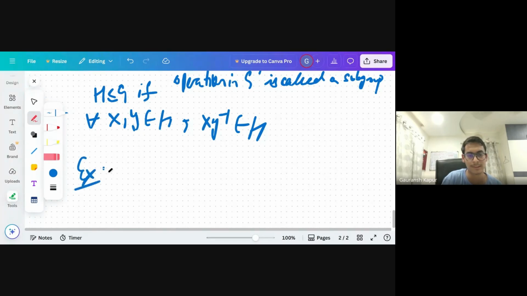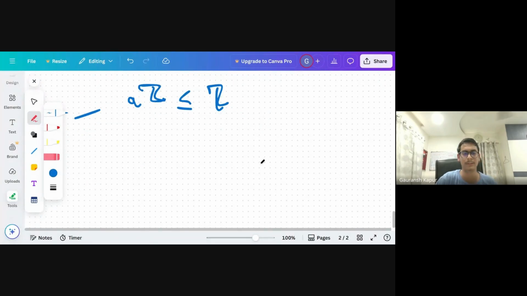So let me give you some examples of subgroups. The simplest example, I guess, is that aZ is a subgroup of Z. Yes, aZ is a subgroup of Z because aZ is a group under the operation of addition. Addition is associative, there is the identity which is 0, and there is also an inverse. So this is the basic definition of a subgroup, and there is a theorem.